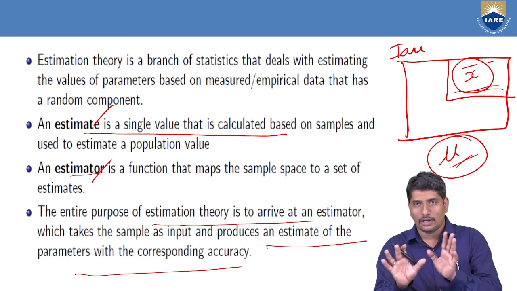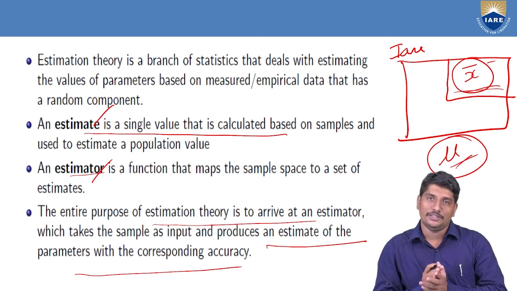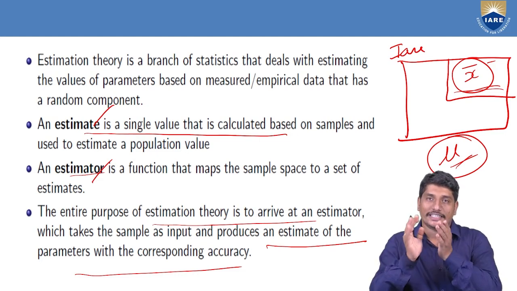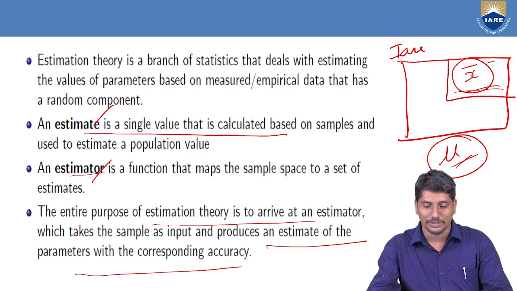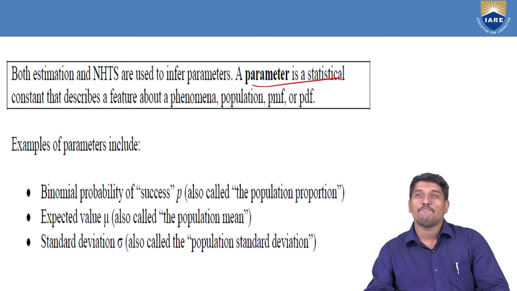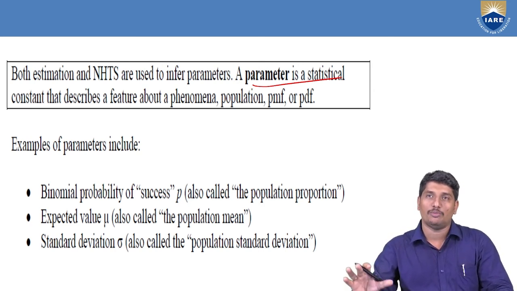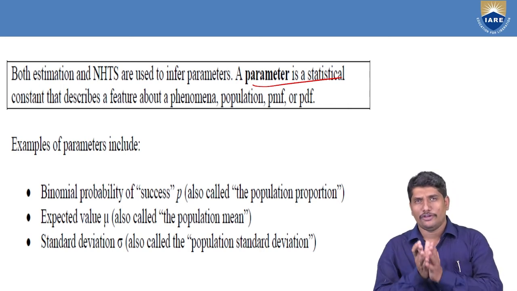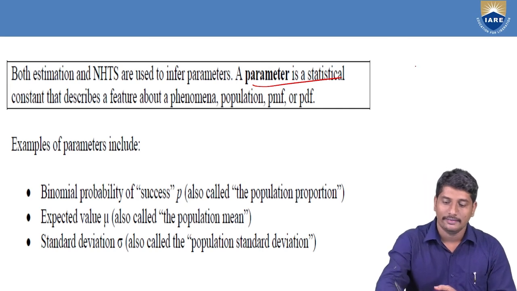So the main objective of estimation theory is to arrive at an estimator which will predict the value of the population parameter correctly. Now, let us look into the concept of parameter. What is a parameter basically? A parameter is a statistical constant that describes a feature or phenomenon about the population. That means when we try to describe the population, we use some statistical concepts like mean.